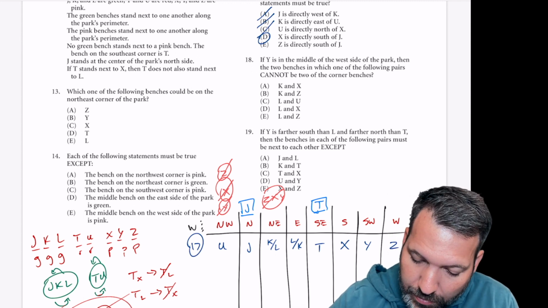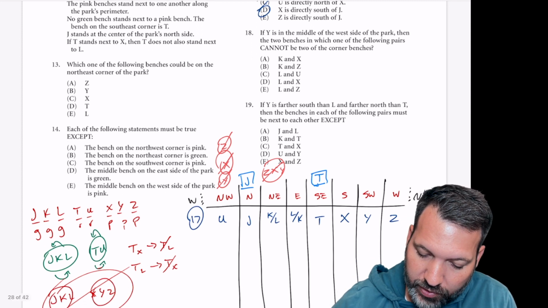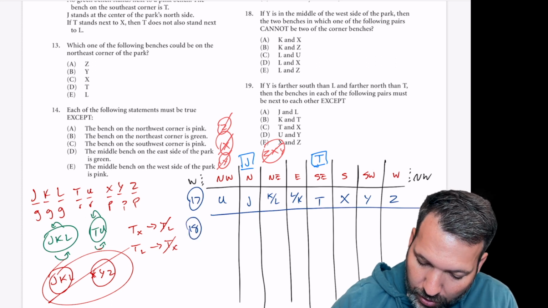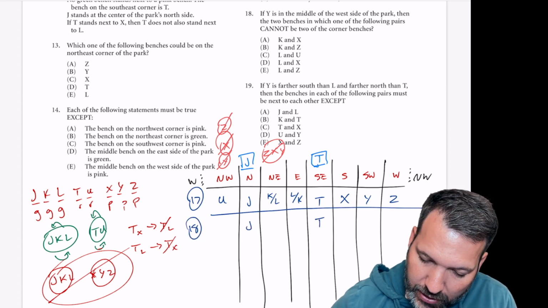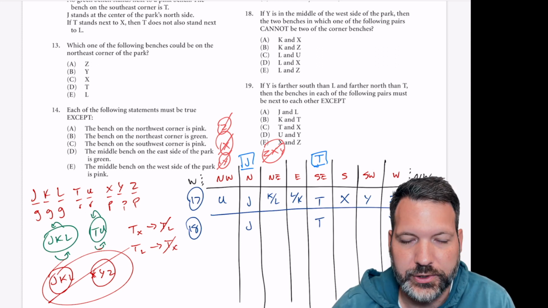18, if Y is in the middle of the west side of the park, then the two benches in which one of the following pairs cannot be two of the corner benches? All right, well, let's try the same thing, bringing down what we already know about J and T, and then Y is in the middle of the west side. So for us, that means Y actually is west.